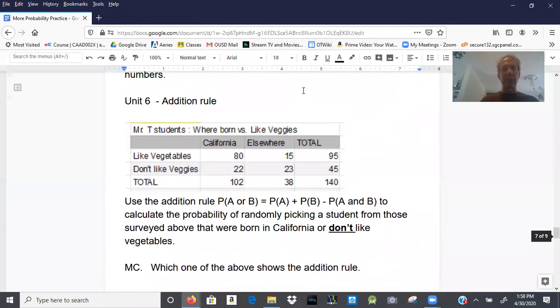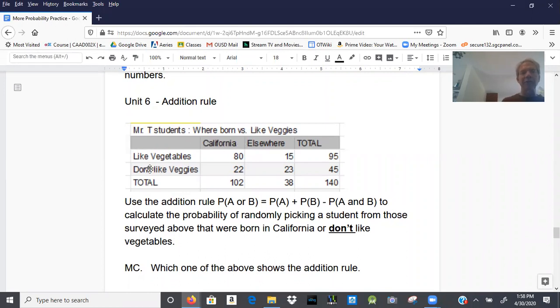Let's see here. Okay, so we've got our old friend, the born in California or not, and the like veggies or not survey. And the question is, use the addition rule. So what we just learned in the do now is what's called the addition rule. If I want to add the totals for two categories together, then I've accidentally added the intersection twice, so I have to subtract it back out. That is what's called the addition rule.